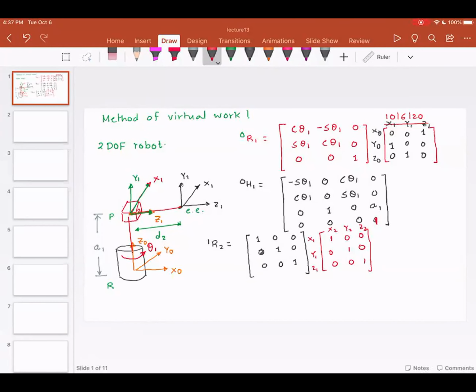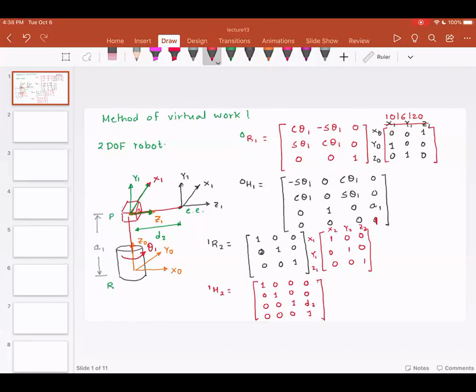So my homogeneous transformation matrix 1H2 is going to be 1 0 0, 0 1 0, 0 0 1, and then I need the distances along x1, y1, and z1. If you look, the distance along x1 is 0, distance along y1 is 0, but distance along z1 is d2.